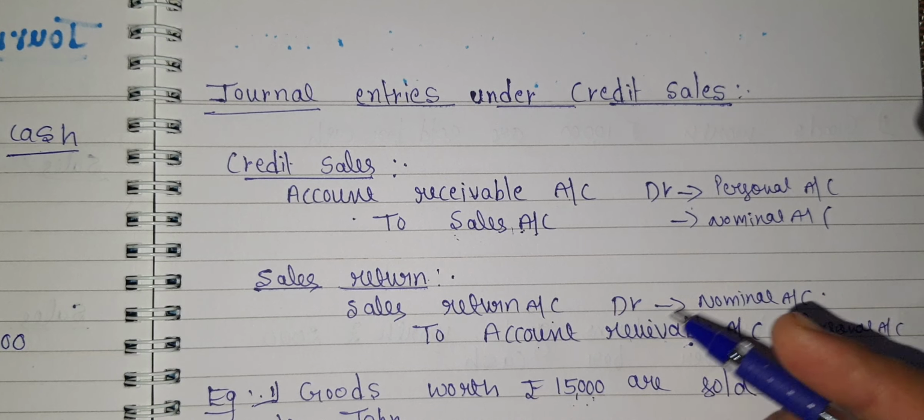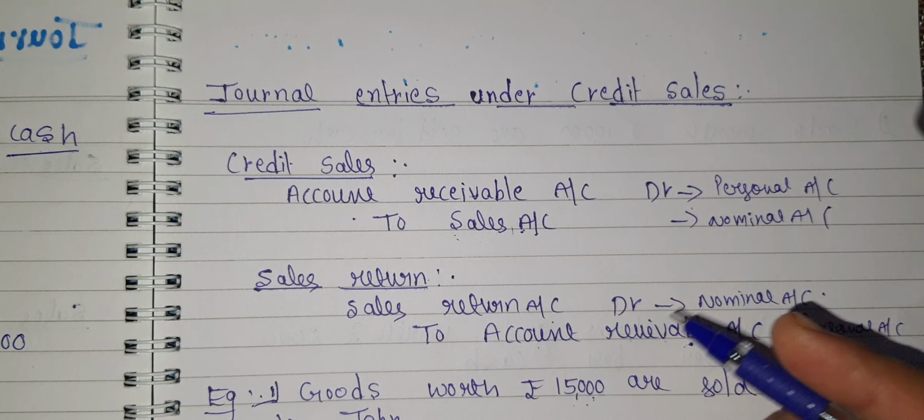And for sales return, the entry is sales return account debtor to account receivable account. Sales return account falls under nominal account, and account receivable account or customer's account falls under personal account. So these are the entries under credit sales. Now we will see the example.